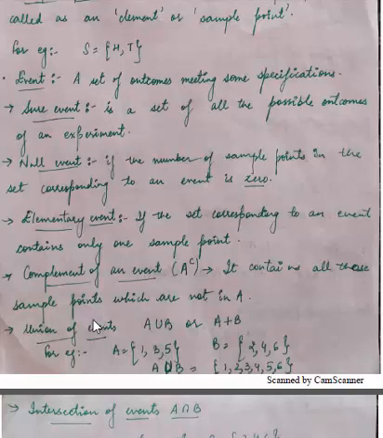Next is union of events, that is A union B or A plus B. Suppose we have set A that contains 3 elements 1, 3, 5, and set B again contains 3 values 2, 4, 6. A union B means the union of two sets having all the elements of A and B, combining all the elements of A and B. Then A union B is 1, 2, 3, 4, 5, 6, that is union of events.